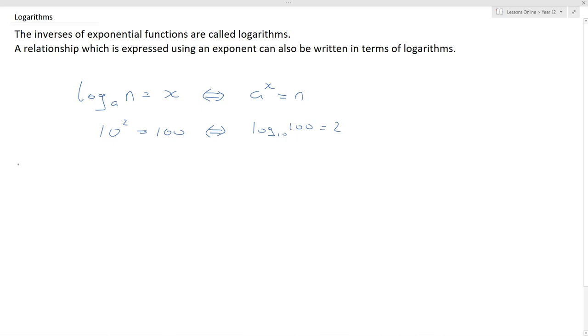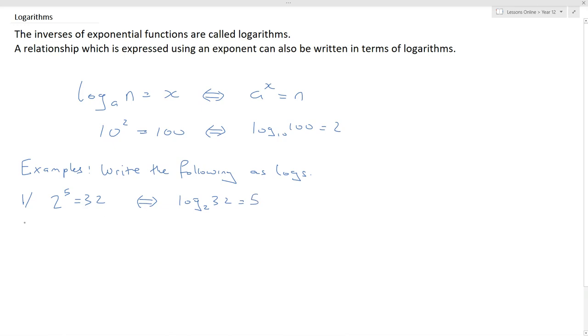Let's have a quick look at some examples then. So we're going to write the following examples as logs. Example 1, 2 to the power of 5 is equal to 32. So equivalently in logs, we can say log to the base 2 of 32 is equal to 5.